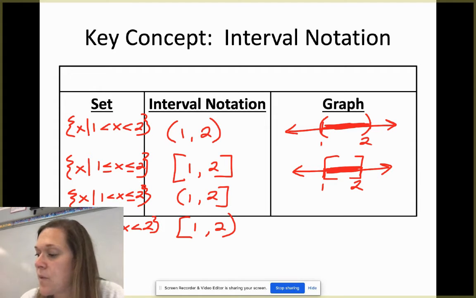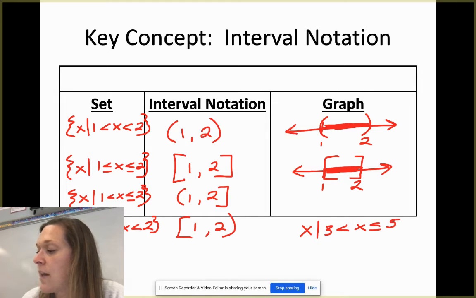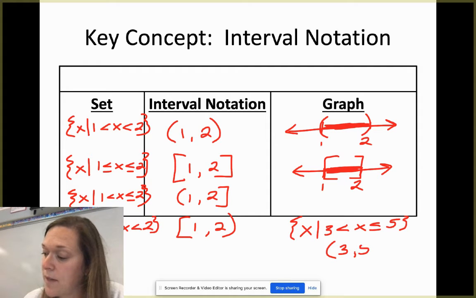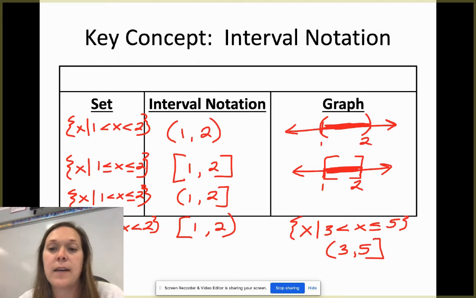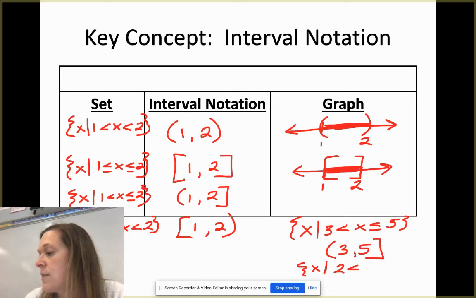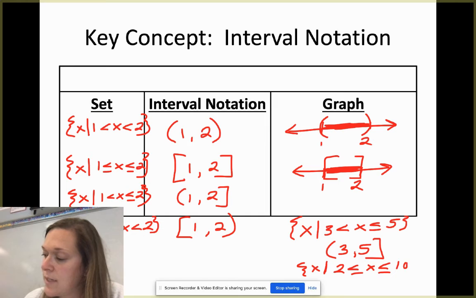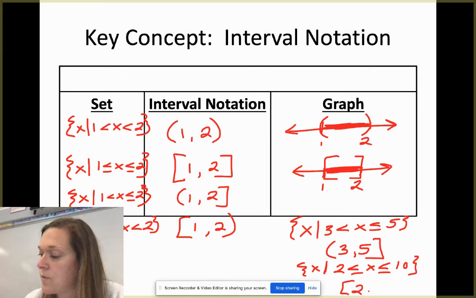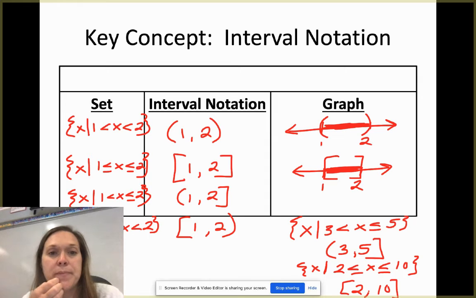Okay. So what would x such that 3 is less than x less than or equal to 5, converting that to interval notation would be 3, comma 5 with a square bracket at the 5. Everybody see that? Or x such that 2 is less than or equal to x less than or equal to 10. Well, since there's both equals to's, I'm going to have square brackets there. Okay.